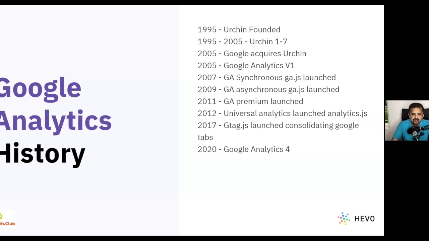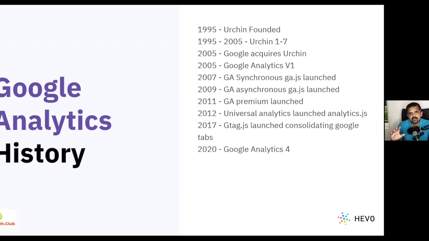In 2012, Universal Analytics was launched, and along with that, new JavaScript called analytics.js. Universal Analytics made it possible for marketers to track properties other than websites. It allowed marketers to track apps to some extent. Not only that, but it also allowed marketers to integrate their POS systems, CRM systems, or any other system which interacts with their customers with Google Analytics.